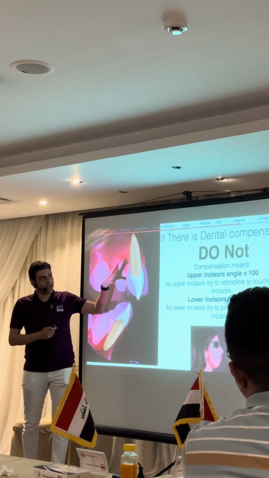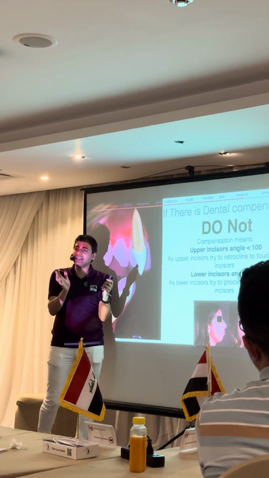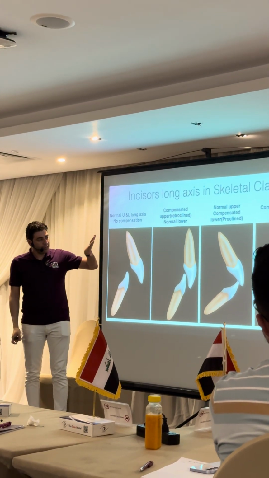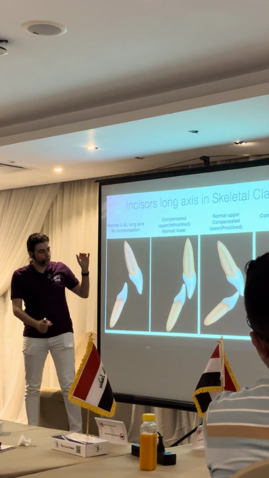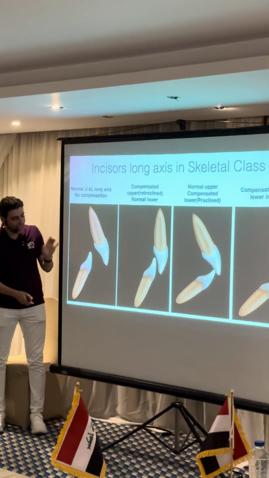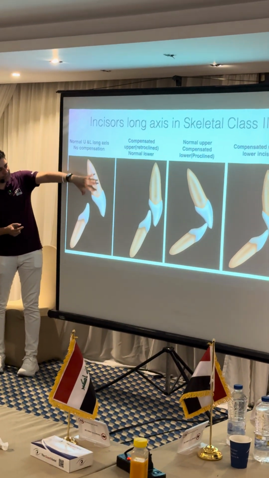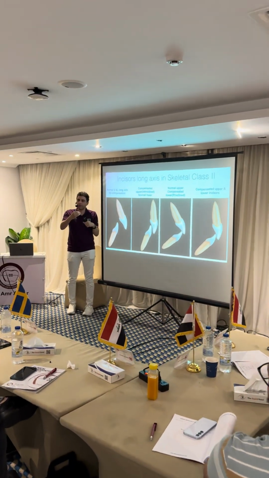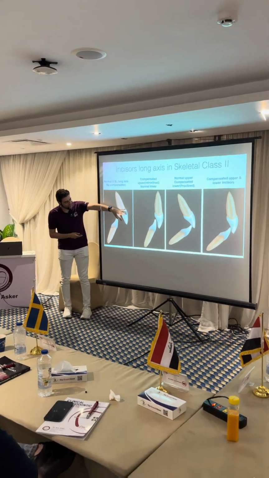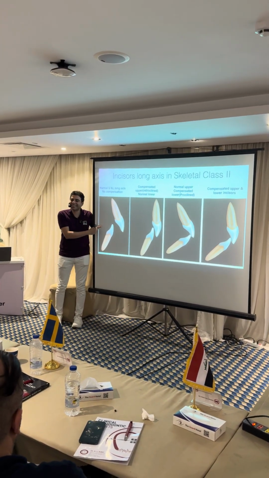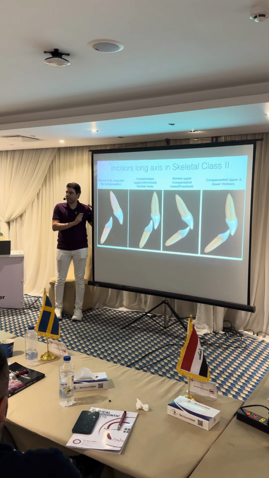So camouflage has limits, and the limit is dental compensation. Let's discuss compensation. Now, that's the normal skeletal problem without compensation. So we have large overjet. We have many patients who start to become older, and at the same time, they still have large overjet. It means that it is class 2 skeletal without dental compensation.